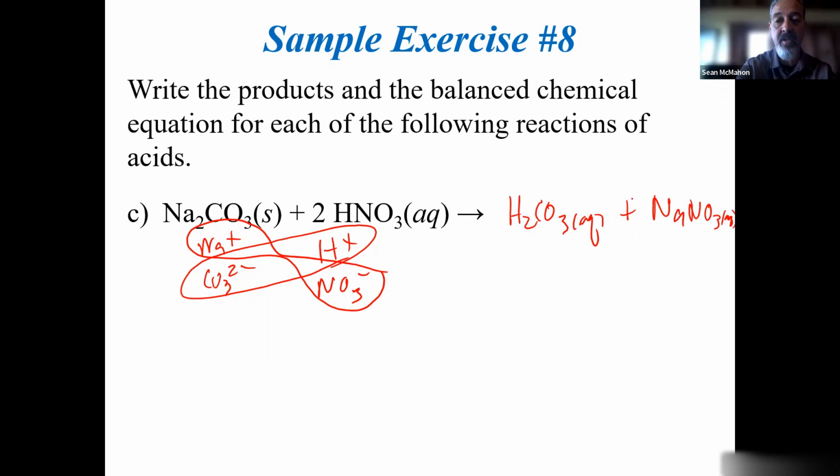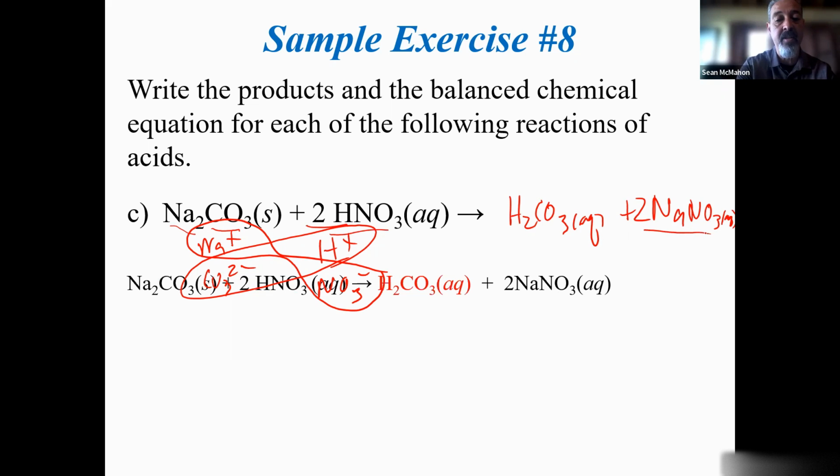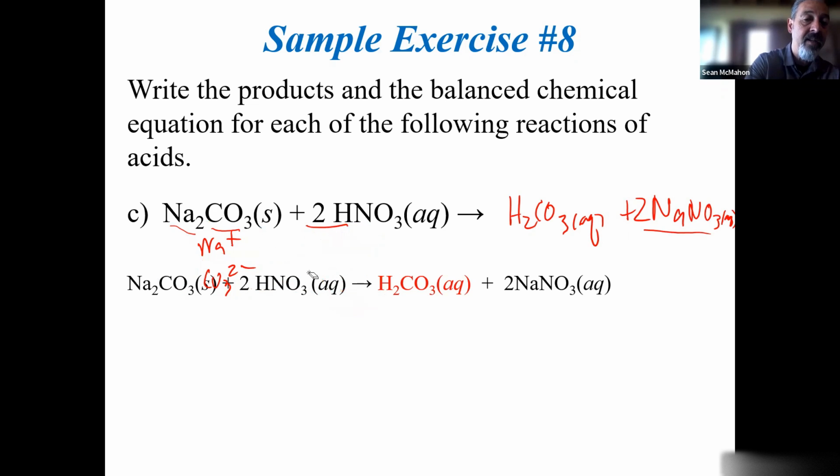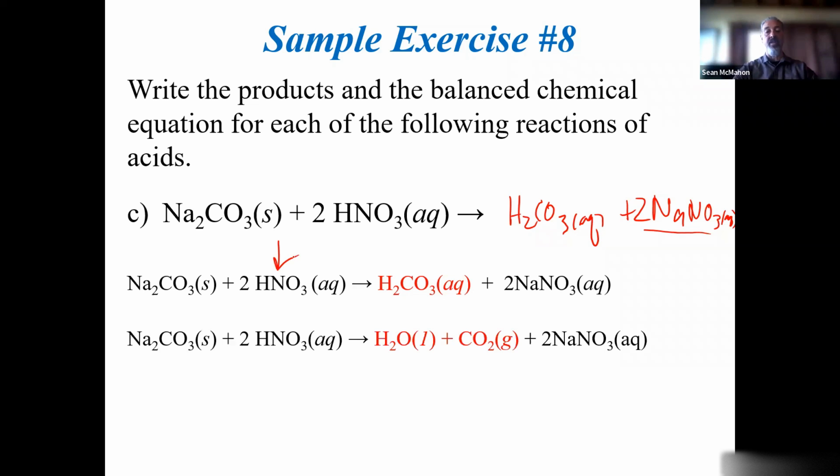It's always soluble. I'm going to put a 2 there to balance it because I have 2 hydrogens to go with the 1 carbonate, and I need 2 sodiums and the 2 nitrates. So there you go. So I end up getting that. However, again, the carbonic acid is an unstable intermediate in the presence of this stronger nitric acid, and it decomposes to H2O and CO2.